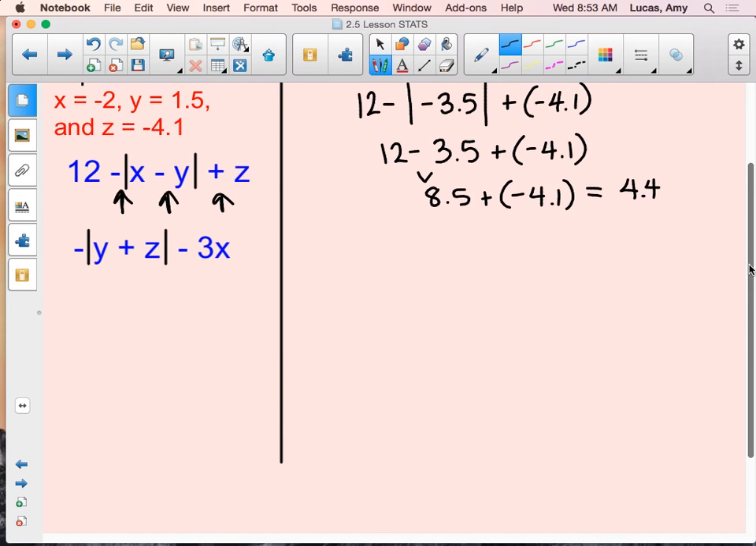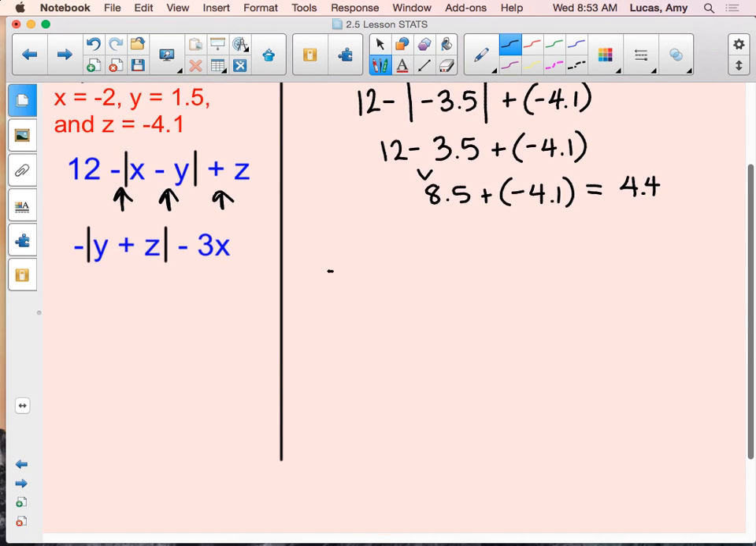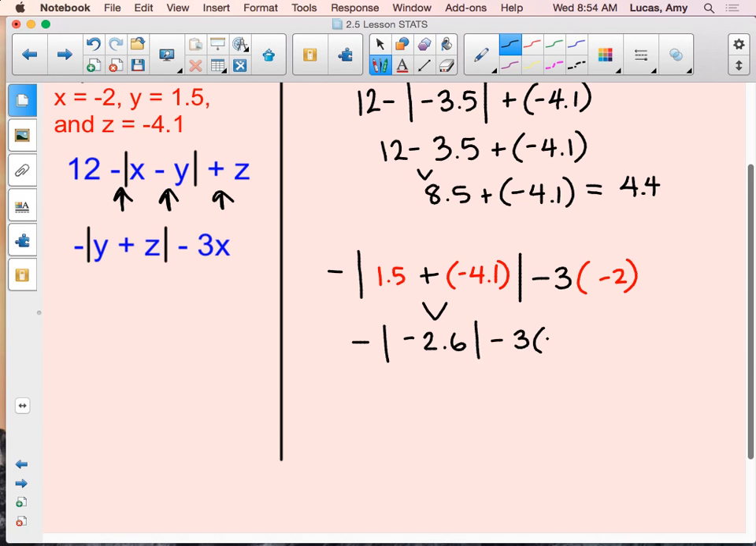All right. Our last example. I have a negative out in front of the bars. Inside I need y plus z. Okay. And then I have minus 3 times x. Okay. So inside my bars, 1.5 plus negative 4.1 would be negative 2.6. The absolute value of negative 2.6 is 2.6, but the negative out in front makes it look like it's back to being a negative.